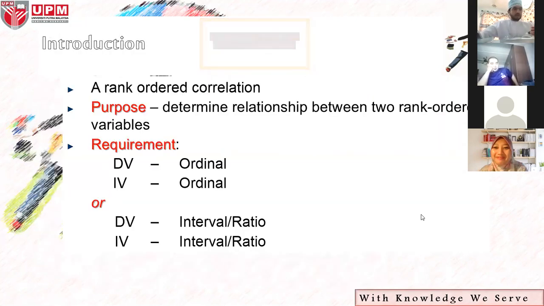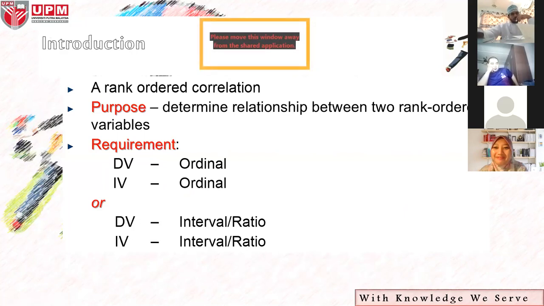So for Spearman rho, you have two options to run this analysis. Either your IV and DV are ordinal, or your IV and DV are continuous data but not normal. They do not meet the assumption of normality. Then you cannot use the Pearson product moment correlation, but you can still test for the relationship by using Spearman rank order correlation.